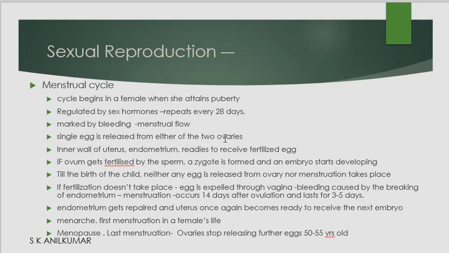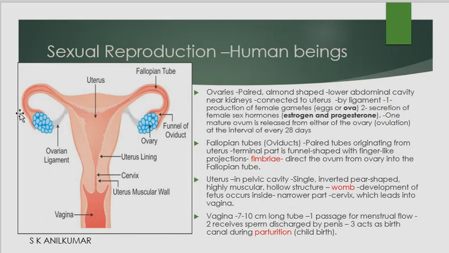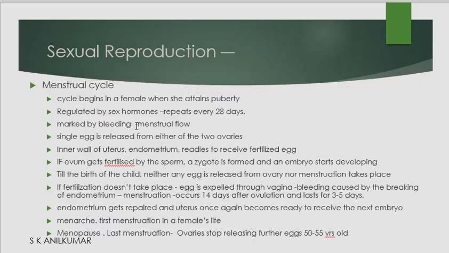A single egg is released from either of the two ovaries. This is the mature ovum. The single egg is called the mature ovum, and every 28 days it is released.